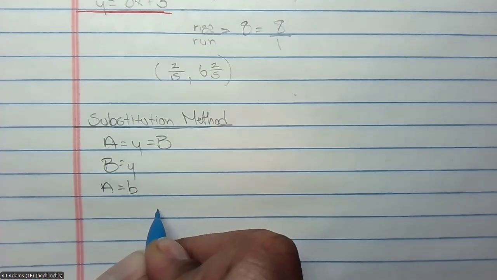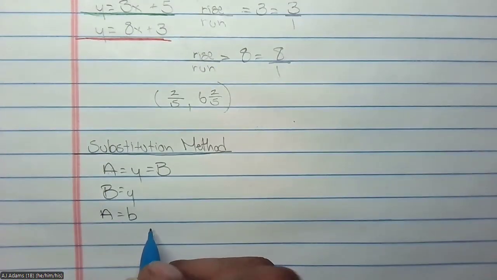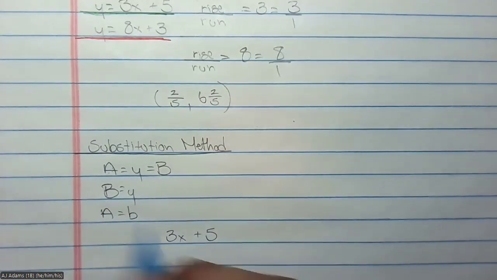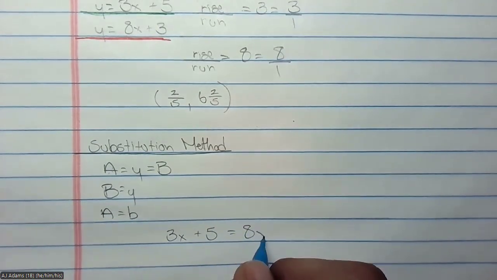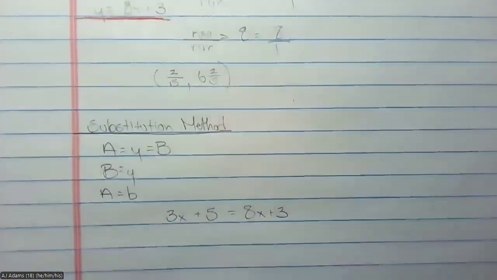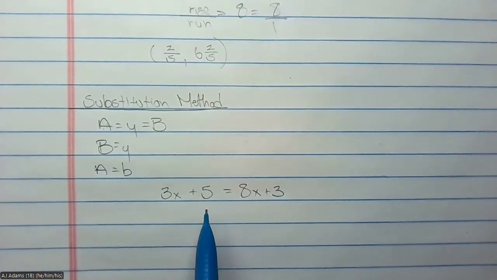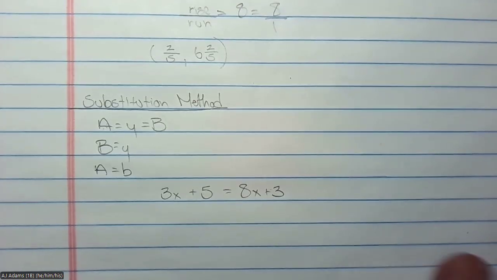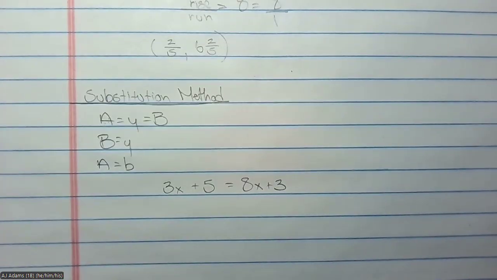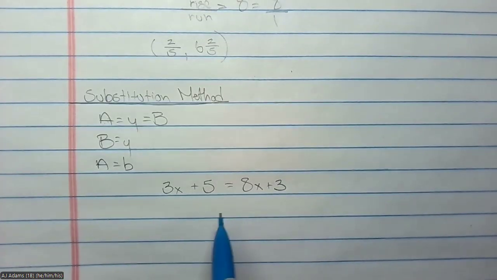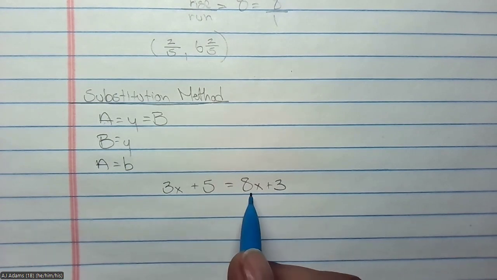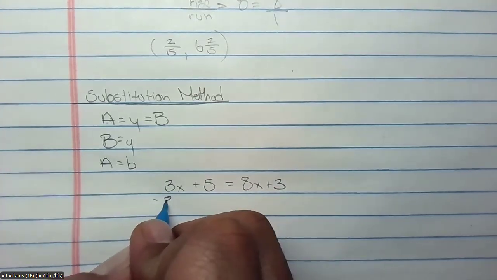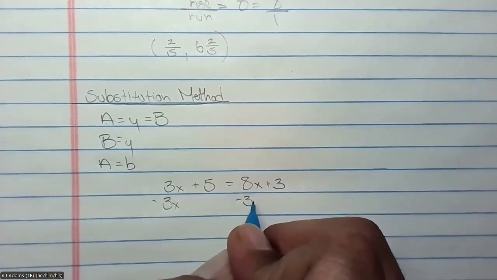We have 3x plus 5 equal to 8x plus 3. And now what we're trying to do is solve for x. So you guys have heard me say over and over again, you can choose which side you want to get the variables and the constants on. In this example, it looks like it'll be easiest to get the variables on the right side. So I'll subtract 3x from both sides.